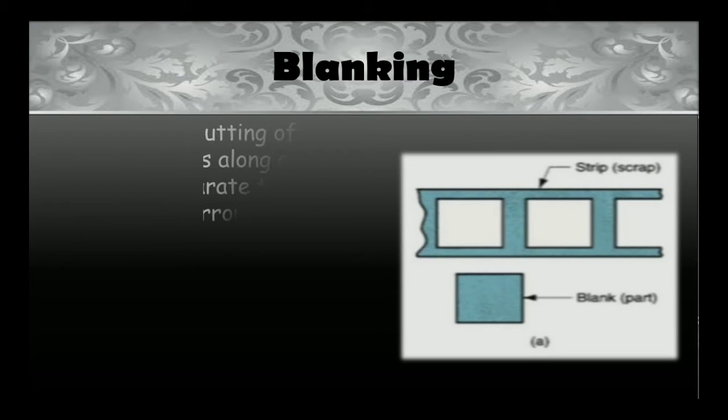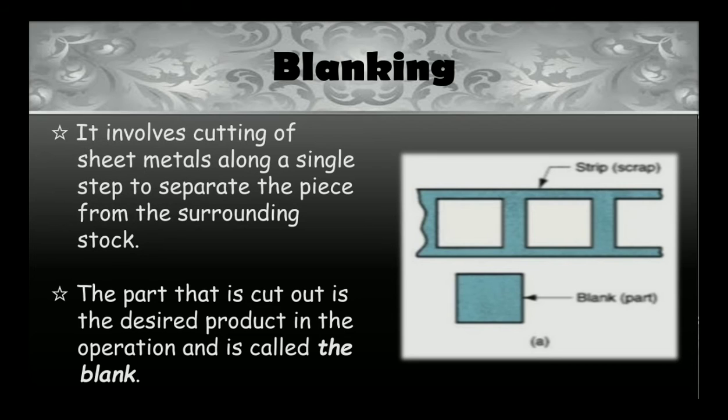So now let's go to blanking. Blanking involves cutting sheet metal in a single step to separate the piece from the surrounding stock. The part that is cut out is the desired product in the operation and is called the blank. As in the figure, the blank is the desired product in the blanking operation.